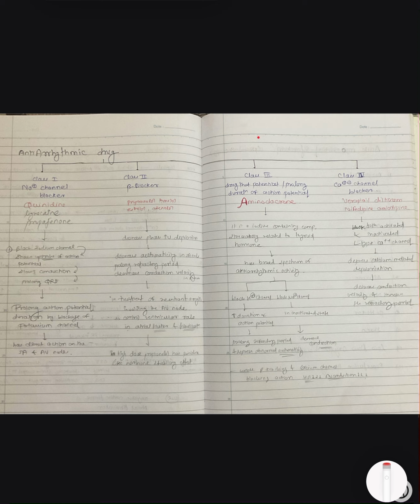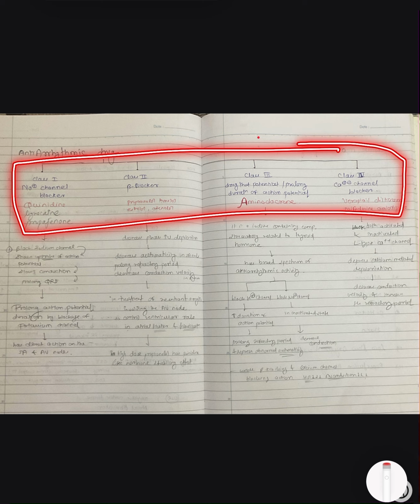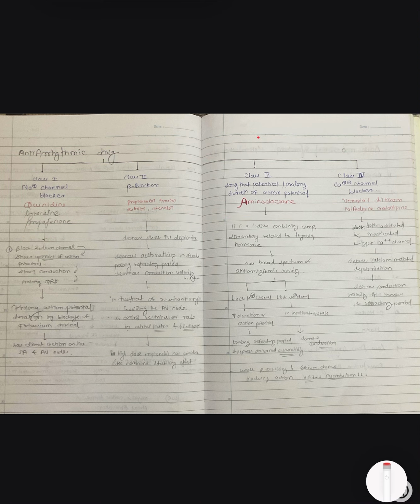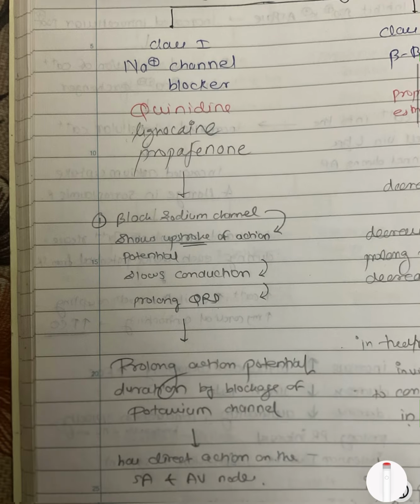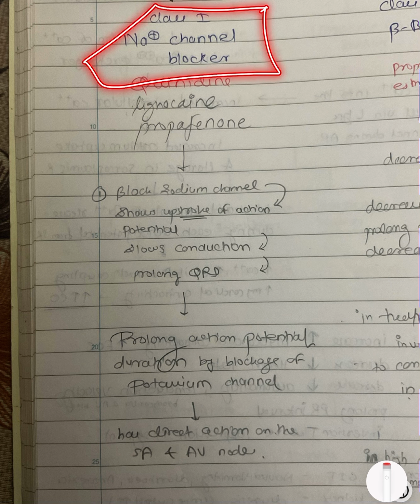Then class 4 is the calcium channel blockers, and the examples of the calcium channel blockers are verapamil, diltiazem, nifedipine and amlodipine. So these are the four classes of drugs which we can use against arrhythmia. Now let's discuss each class one by one. The first class, that is sodium channel blocker. Examples are quinidine, lignocaine and propafenone.